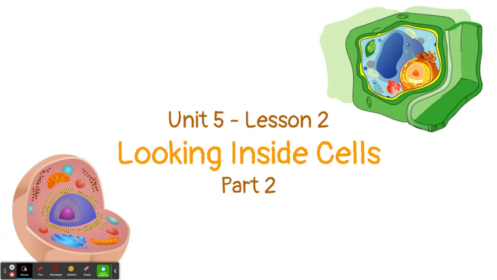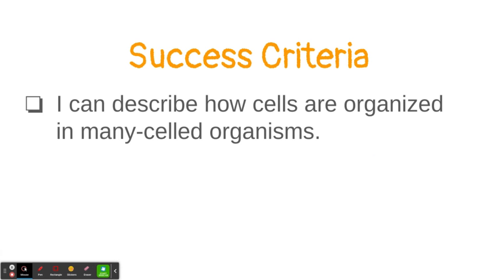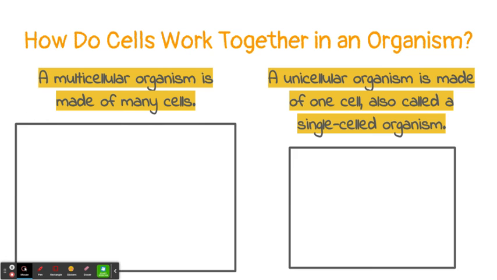Hey guys, we are going to be doing part two of lesson two, looking inside cells. Last time we covered the parts of the cell, and those are going to be really important for the test. And today we're kind of just going to wrap it up. So let's go ahead and write down the success criteria. By the end of this lesson, you should be able to describe how cells are organized in many celled organisms. Be sure to pause this and get this in your notes.